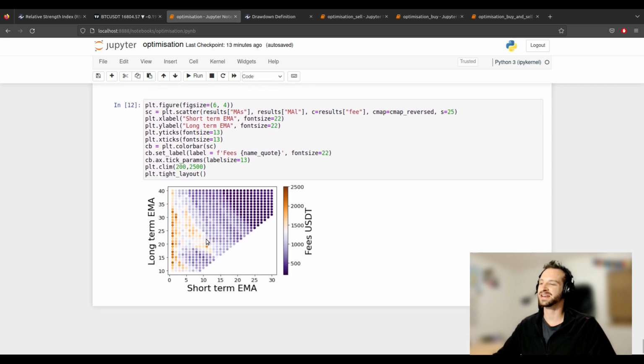Finally, we can look into the fees. We can see that the fees can go quite high depending on the parameters. The region where we had the most profits is not exactly the region where we spent the most fees, because it is not the region where the highest number of trades was made, and typically that would have been around here. But you can see that the trading fees can be quite high, and typically in the region where we found our highest profits, the fees can go up to 1,500 USDT.